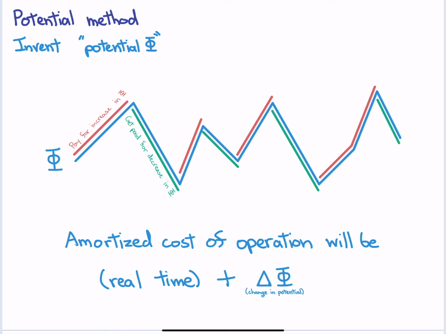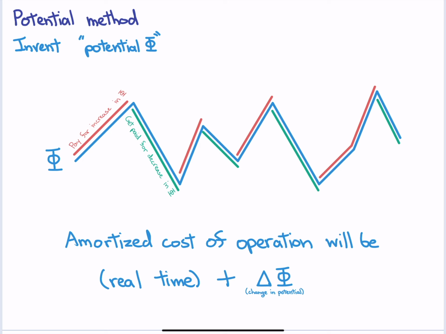Okay, so the idea is that we'll come up with some kind of potential function that is based on the state of, usually, a data structure. So we'll have some kind of potential function that in some way reflects the state of, say, our binary counter.